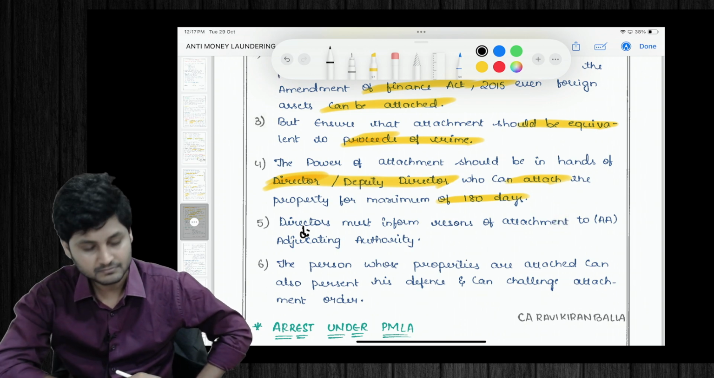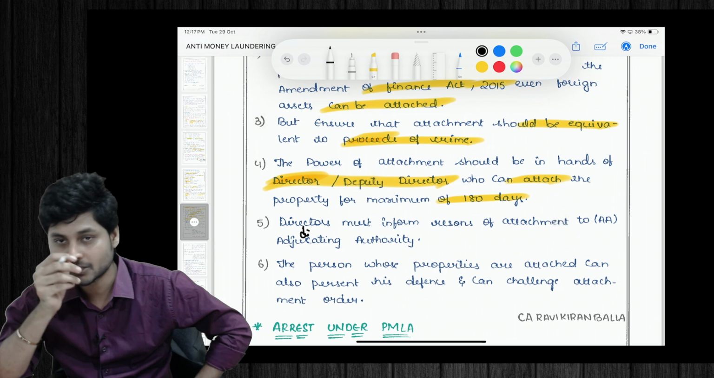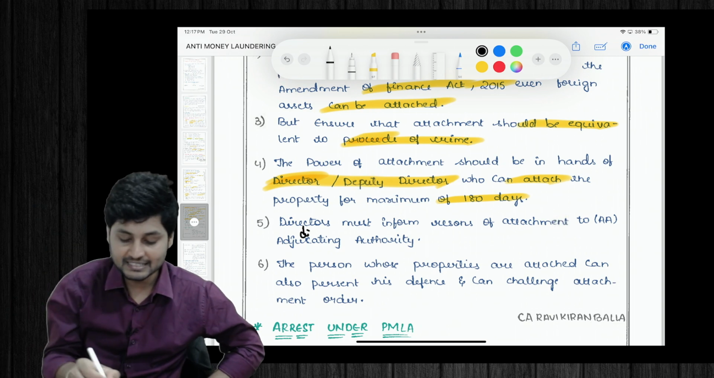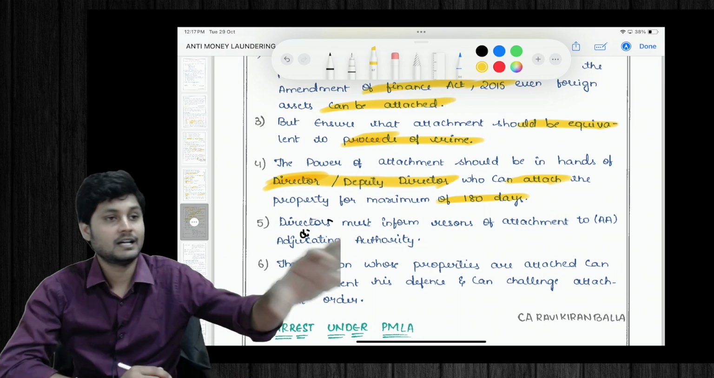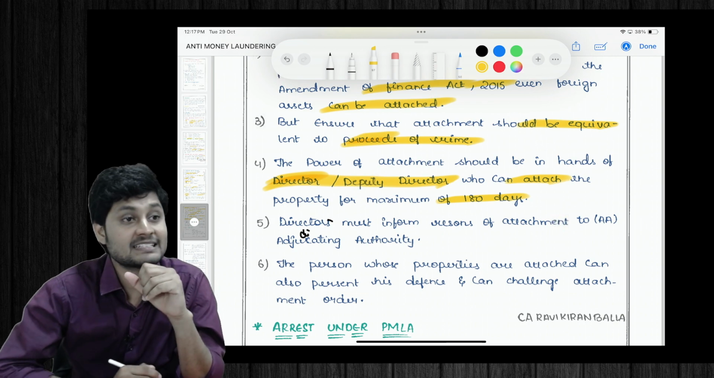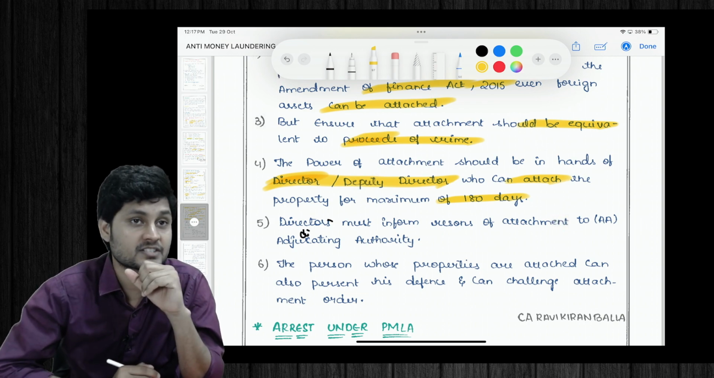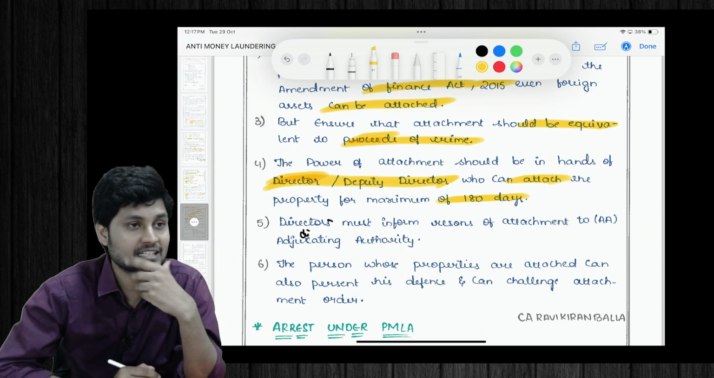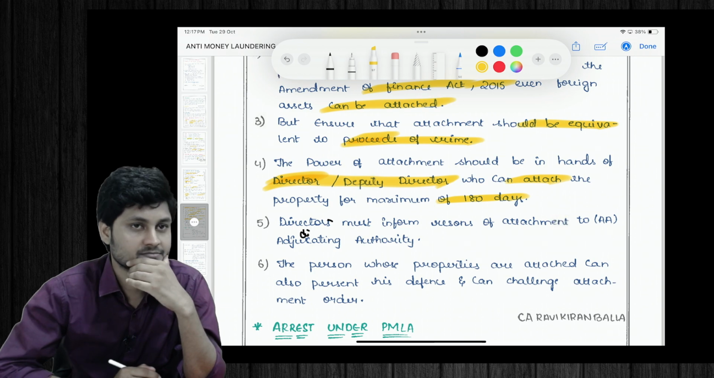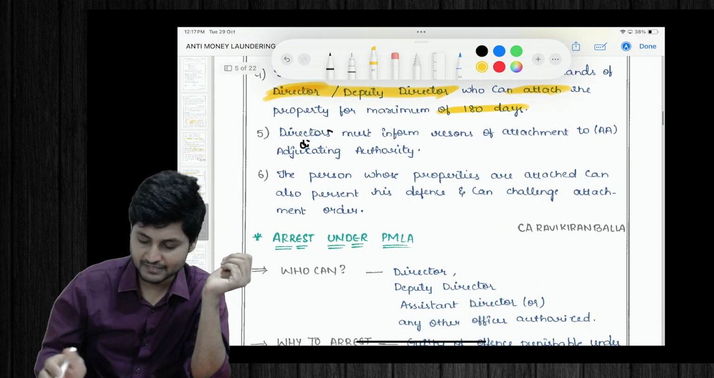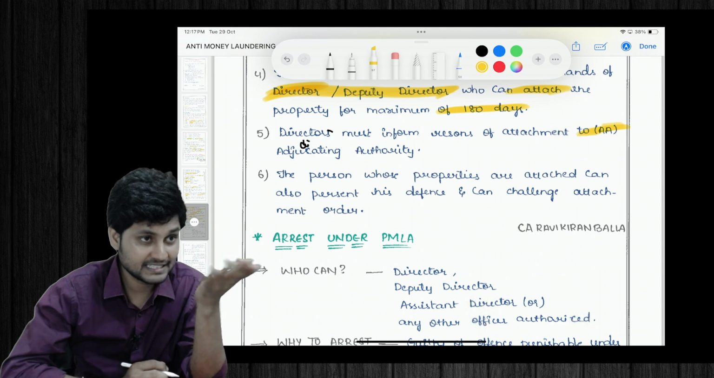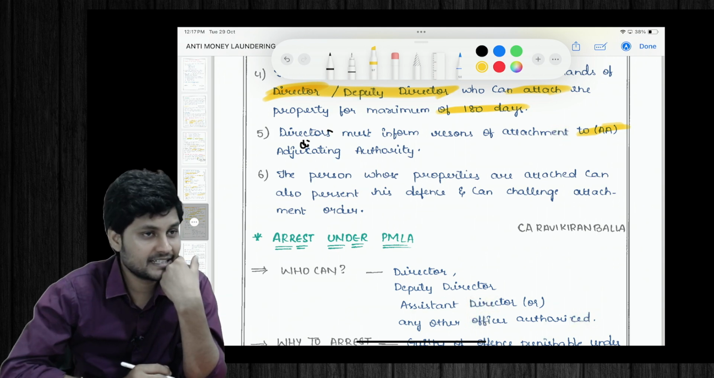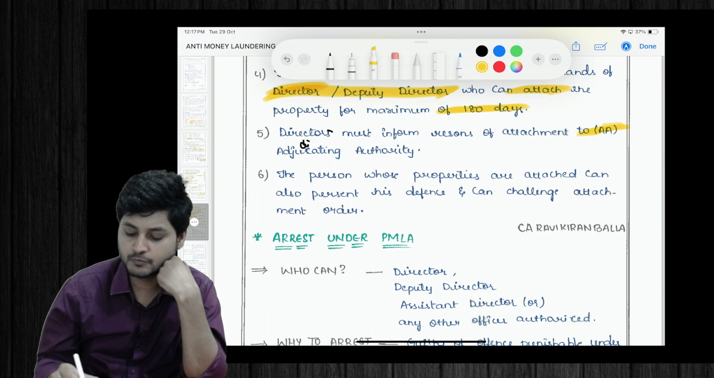Adjudicating authority. Now this director who attached the property must give the reasons for the same, why the property is been attached. The reasons must be given to whom? Fact finding authority called as adjudicating authority. Okay, next one. Directors must inform the reasons of attachment to AA. What is AA? Adjudicating authority.